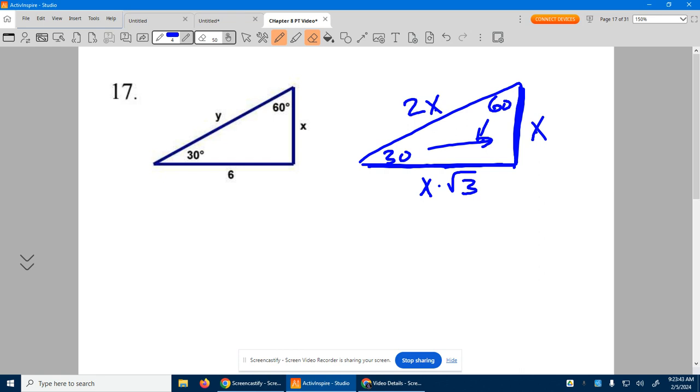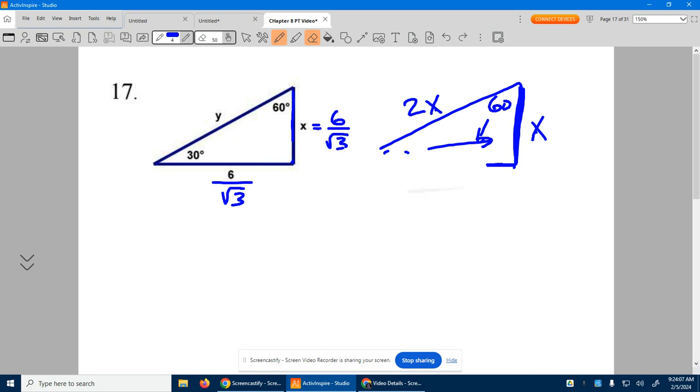So what do we have here? Well, this one's a little trickier than normal. Here's the short side. We know we multiplied by root 3 to get there. We multiplied by root 3 to get 6. So how do I move back? Well, if you multiplied by root 3 to get there, we divide that 6 by root 3 to move back. So this X is simply 6 divided by root 3.